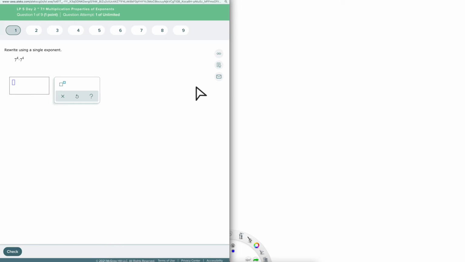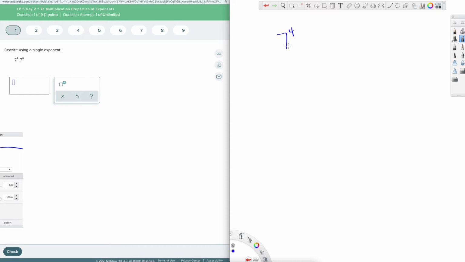So properties of exponents. The first thing that we need to remember about an exponent is that it's repeated multiplication. So I have a lot of students make the mistake. They go 7 to the 4th power means 7 times 4. And that's not what it means.